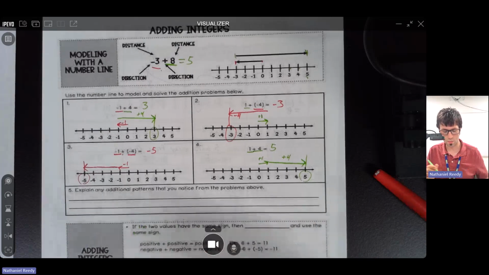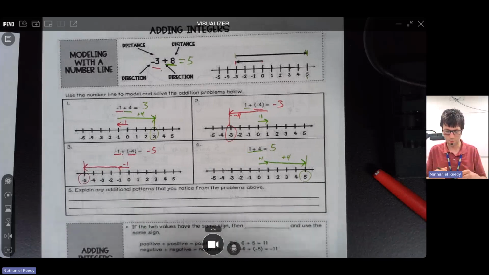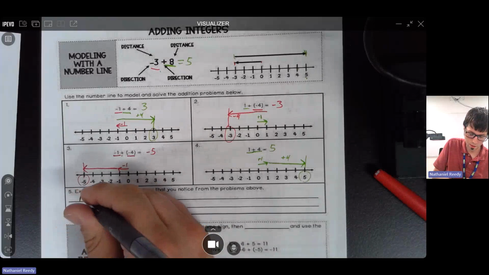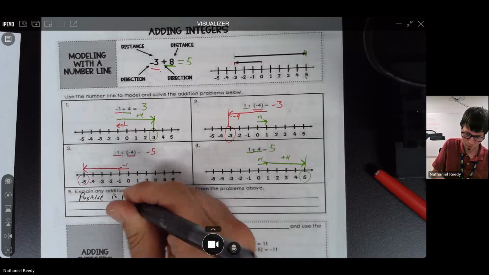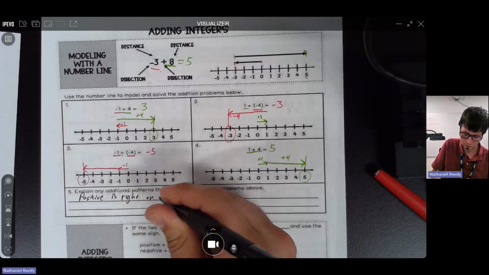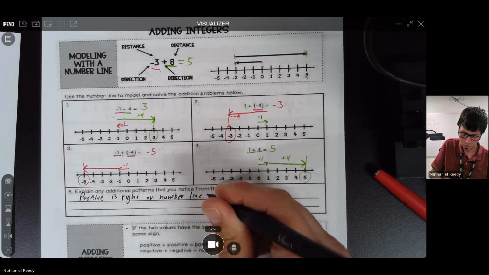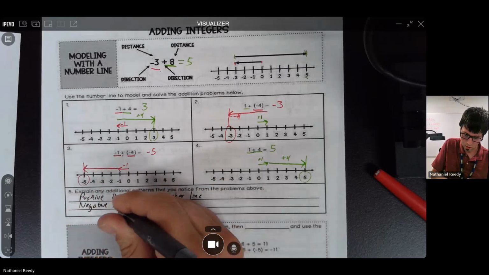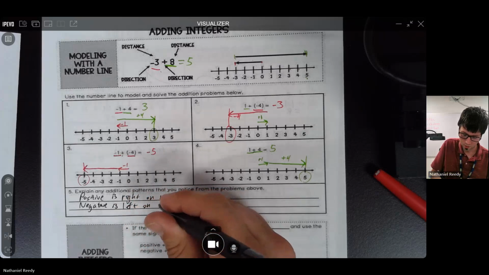Number 5 here: explain any additional patterns that you noticed from the problems above. Well, again, I hope you guys remember that positive is right on the number line. Negative is left on the number line.